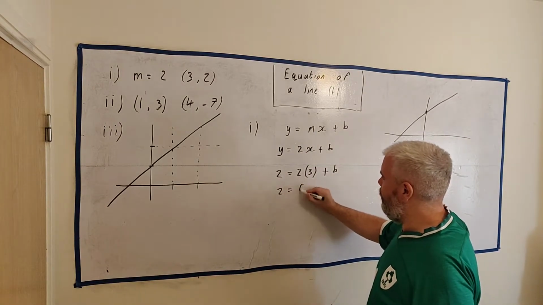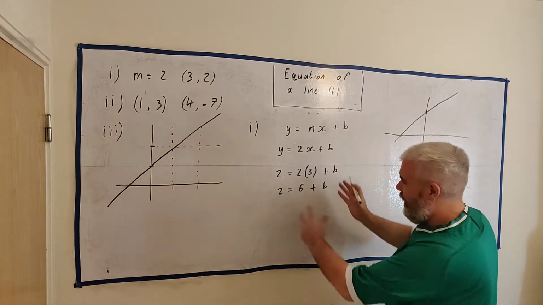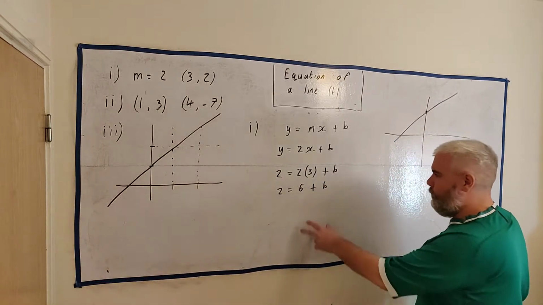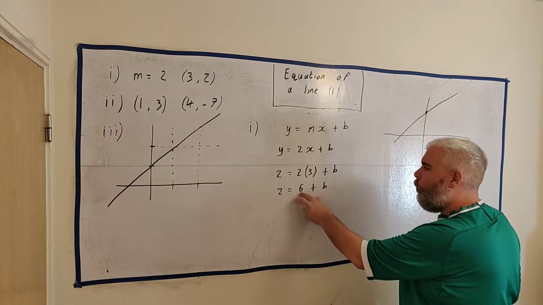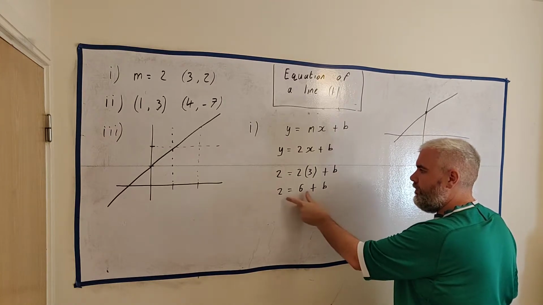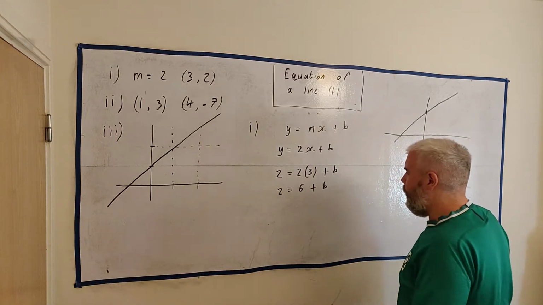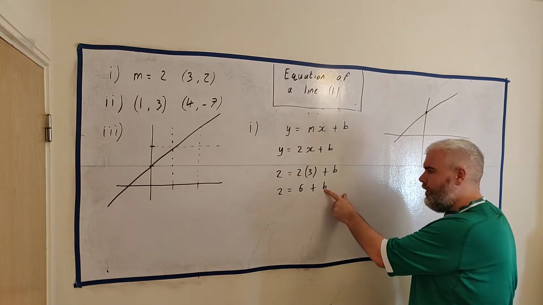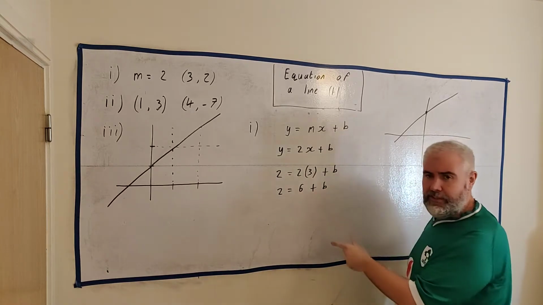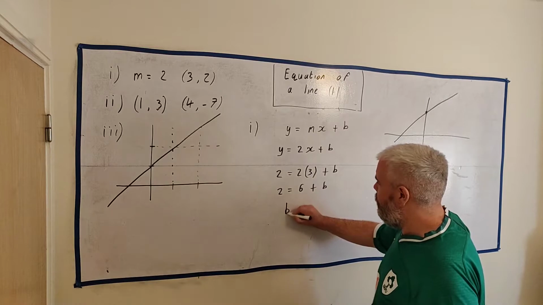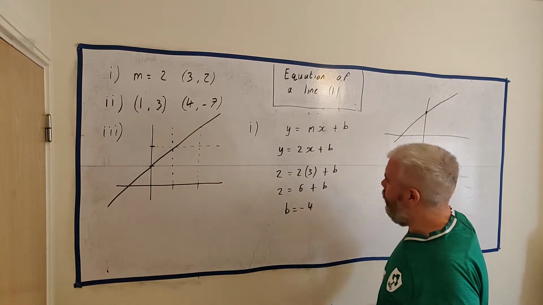We have 2 is equal to 6 plus b. You don't even have to rearrange it more. I think we can just look at this and say, what adds on to 6 to make 2? Well, it must be minus 4. Minus 4 adds on to 6 to get 2. So b must equal minus 4.